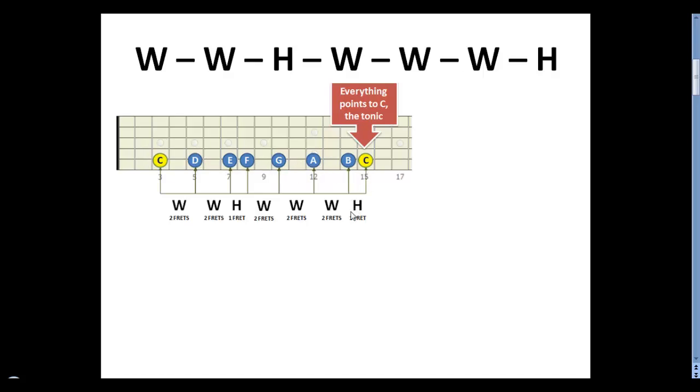C. Now every major scale contains every note of the musical alphabet, A, B, C, D, E, F, G. And when you apply that whole, whole, half, etc. formula, these are the notes you land on. Now, C is easy and nice and clean because there are no sharps and no flats.